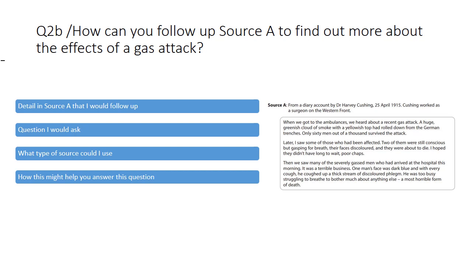Well, you could use an interview with an ambulance driver. How might this help you answer the question? Because they would have experience of either driving the ambulances or using the horses. So it's a fairly straightforward question. You just have to pick something from the text and then follow it up, literally in the order of the questions there.